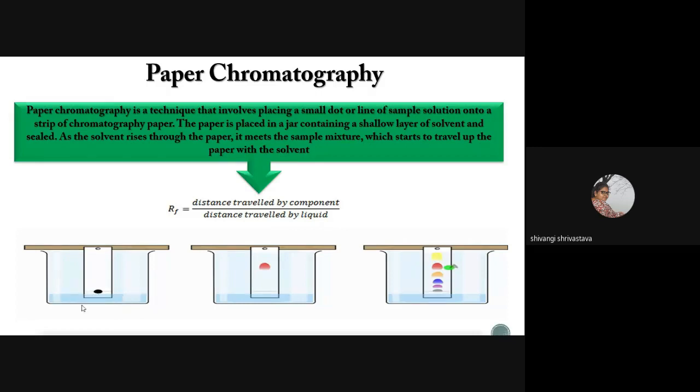When the solvent moves through the paper, it rises and shows differences in the colors. And Rf is the retention factor, from which we can calculate which product this is. It is the distance traveled by the component divided by the distance traveled by the liquid. If you calculate this, you can check the standard table of retention factors and correlate which product this is, either chlorophyll A or chlorophyll B. So this is the basic concept of chromatography, how it is separated.